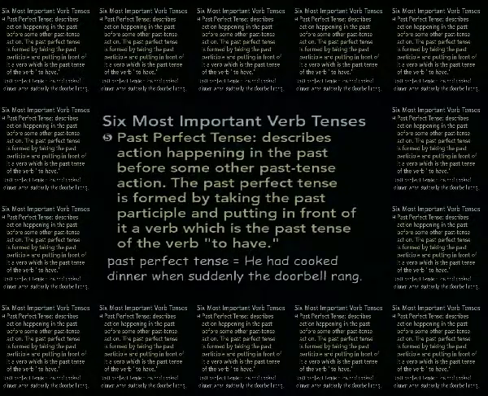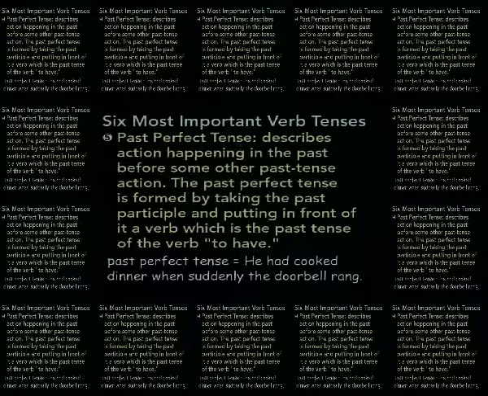Now notice what's happening in this sentence. We're told about two events that happened in the past, the ringing of the doorbell and the cooking of the dinner. Now which came first? Well, we're told in this sentence that the cooking of the dinner came before the ringing of the doorbell. So the ringing of the doorbell is described in the past tense, while the past perfect tense is used for the cooking of the dinner.